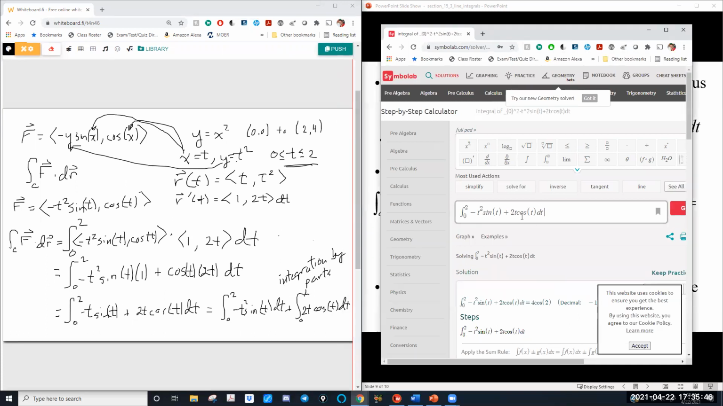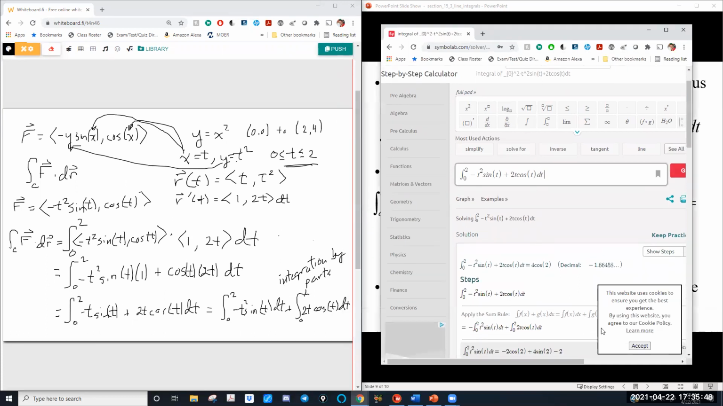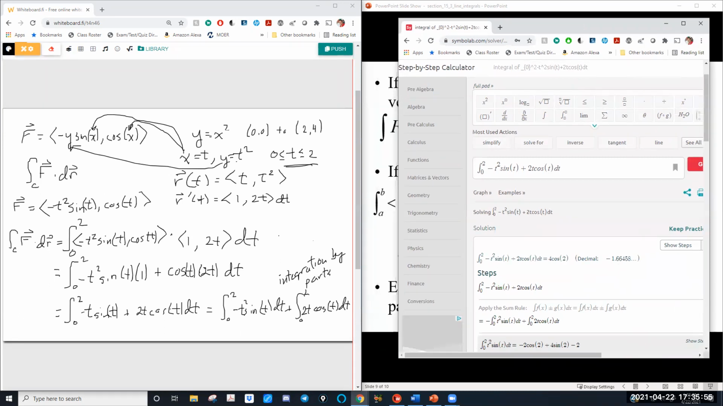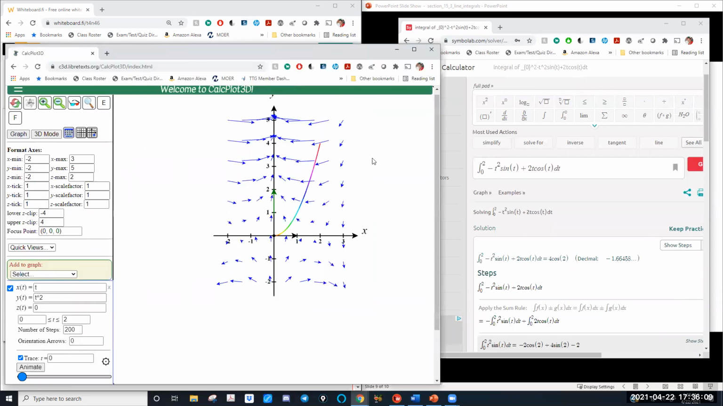All right, so there's our integral, and it comes out to be negative. Now, what that means is that over this path from 0 to 2, we're going more against the vector field than with it. And that's why we're getting a negative answer. So let's see what this looks like and make sense of it.